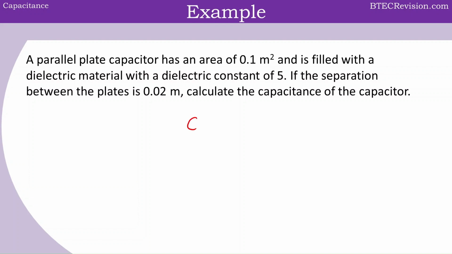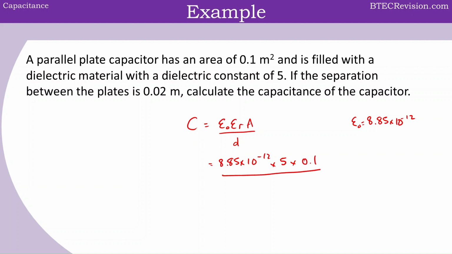We can start by writing down our equation. Capacitance equals epsilon naught epsilon r times the area divided by the distance. And we know epsilon naught from previous lesson, permittivity of free space, is 8.85 times 10 to the power of minus 12. So we can write that here in our equation, times epsilon r, the dielectric, which is 5 in this case, times the area of 0.1 divided by the distance 0.02.